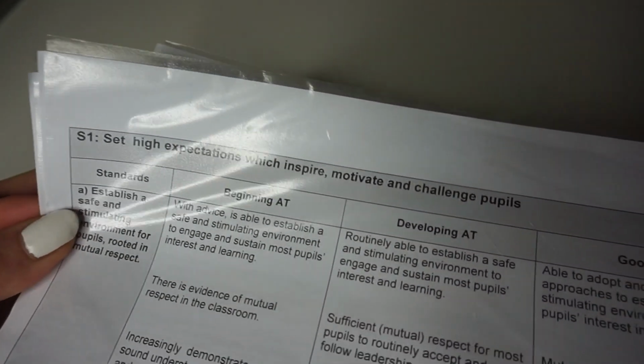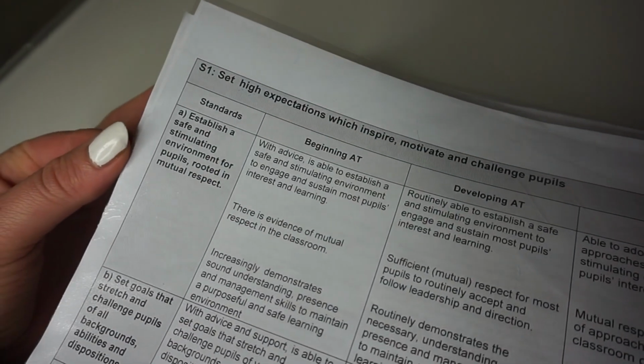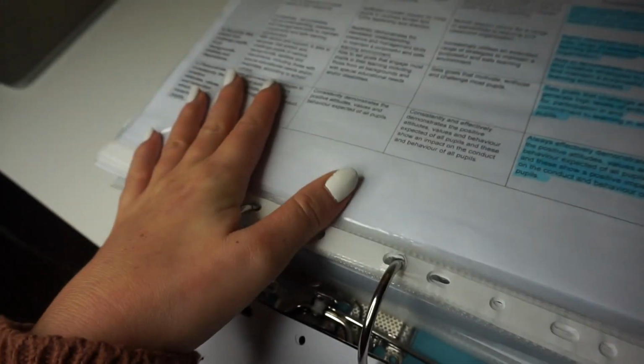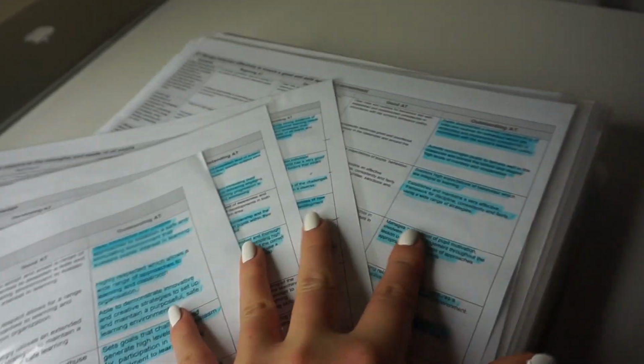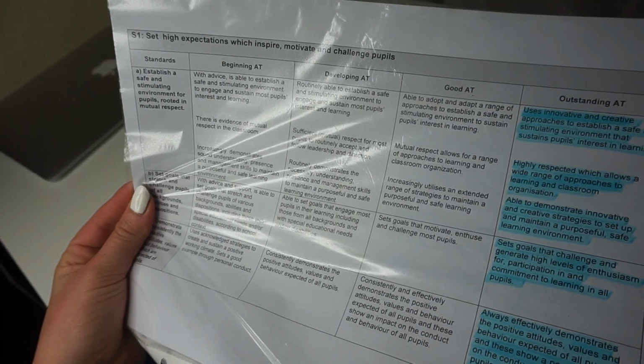You can see here it's got standard 1, set high expectations which inspire, motivate and challenge pupils. You've got standard 1A, B, C. That's all it goes up to for this one. I did that for all of my standards, just highlighted where I thought I was up to. So I'm going to show you some examples of evidence which I've got for standard 1: 1A, B and C.